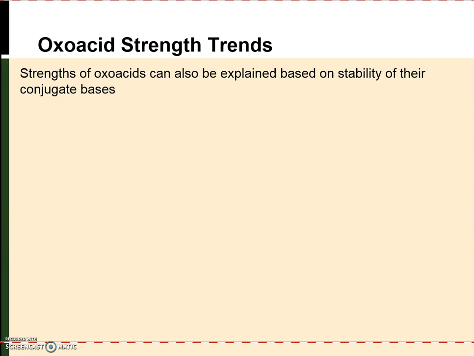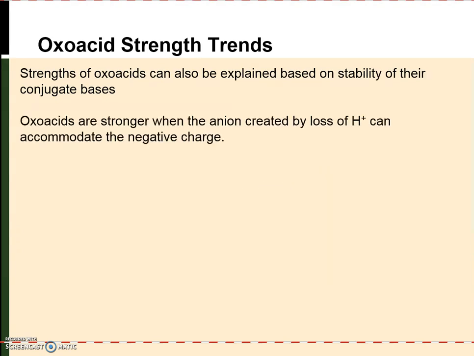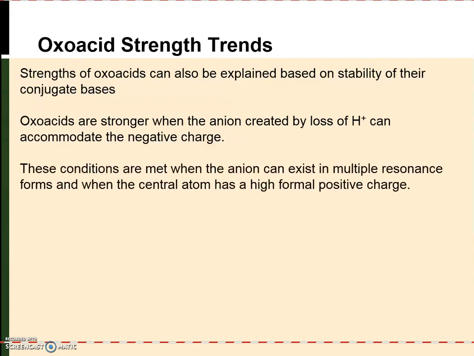Another way to think about the strength of oxoacids is to consider the stability of the conjugate bases that form when they're deprotonated. Generally speaking, oxoacids are stronger when the anion created by loss of a proton can accommodate the negative charge. In order to accommodate the negative charge, there are a few conditions that need to be met. If the anion can exist in multiple resonance forms, this means that it's going to be more stable because it can delocalize the electron density from that negative charge into multiple forms throughout the whole molecule. And then also if the central atom has a high formal positive charge, that's going to stabilize the anion, the conjugate base that forms.